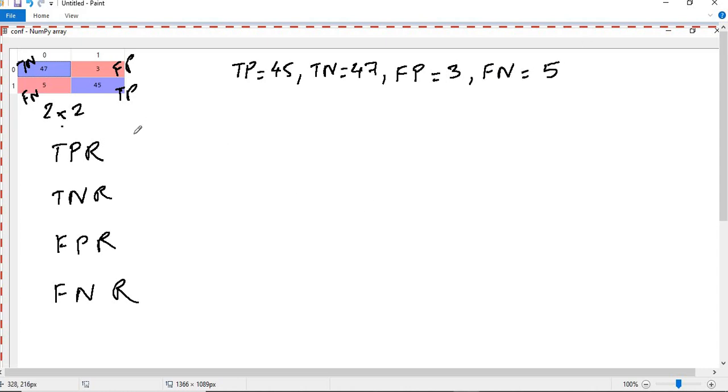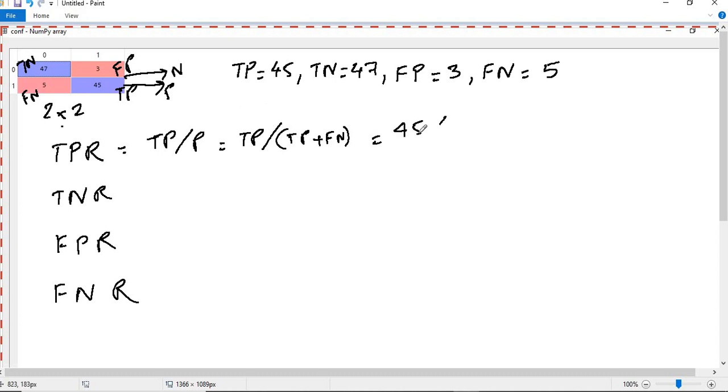Now, the formula for true positive rate is true positive divided by total positive. This is our total positive and this is our total negative. Total positive is nothing but the sum of false negative and true positive. So as per this, it will be 45 divided by 45 plus 5, which is 45 by 50, which is equal to 0.9.